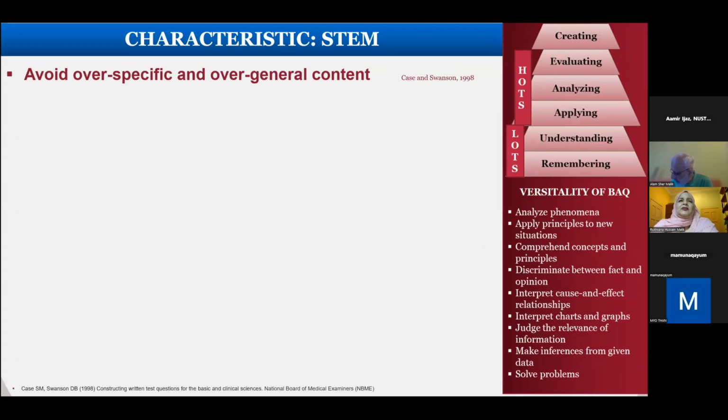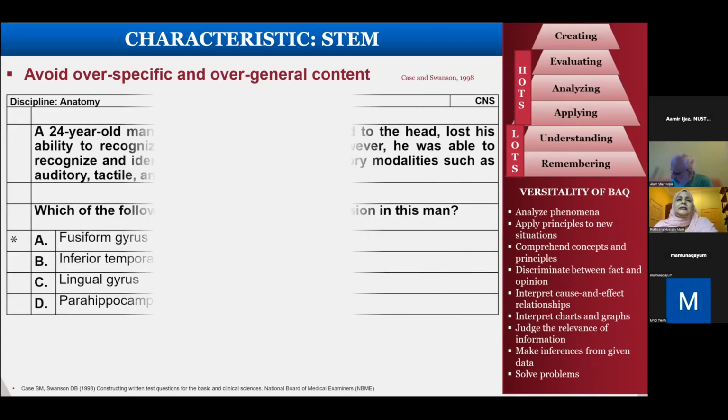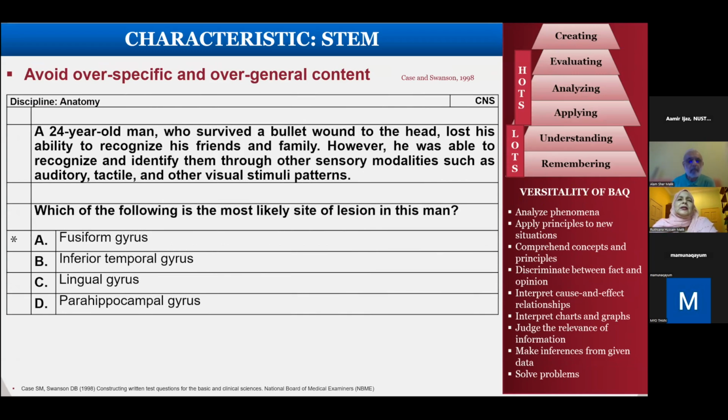Avoid over-specific and over-general content. Both are difficult for the students to find the correct answer for. The 24-year-old man who survived a bullet wound to the head lost his ability to recognize his friends and family. However, he was able to recognize and identify them through sensory modalities such as auditory, tactile, and visual. Very high level question: which of the following is the most likely site of lesion?